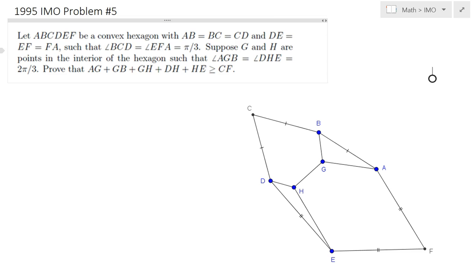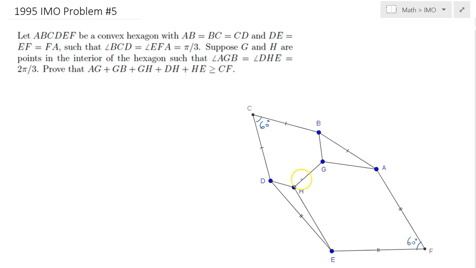So I have provided a simple sketch of this hexagon, and I have clearly marked with decorations the equal side lengths, as you can see here in this picture. We are also told that angle BCD and angle EFA both measure 60 degrees.